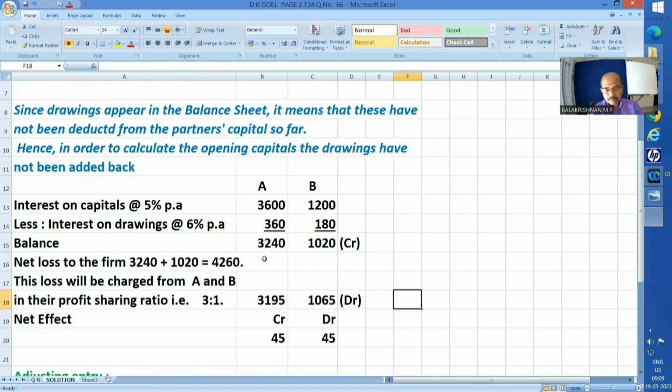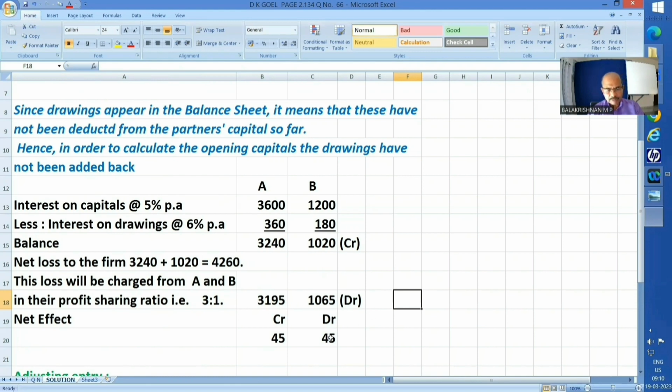At the same time, this is a loss to the firm. This 4,260, this plus this, is the loss to the firm. So that has to be borne by whom? Partners only. In which ratio? Same PSR, 3:1. So 4,260 in 3:1 means you'll get 3,195 for A, and for B it is 1,065. It will be debited to them. This is a calculation, you can check it. It will come like that.